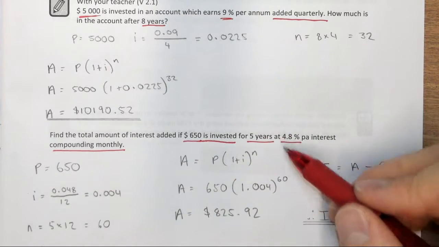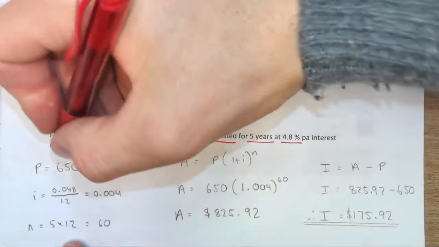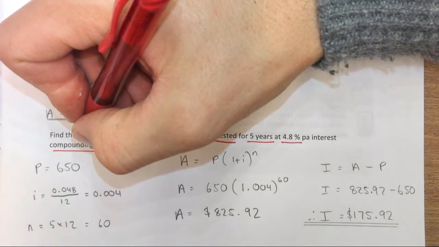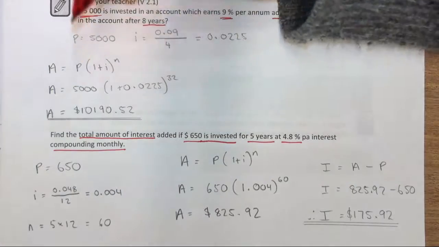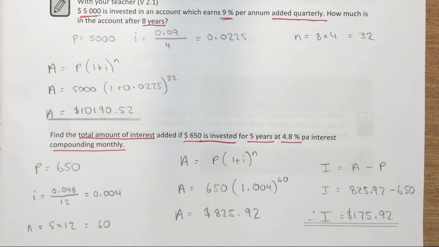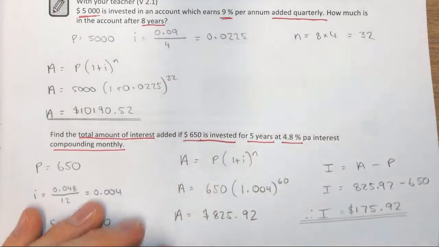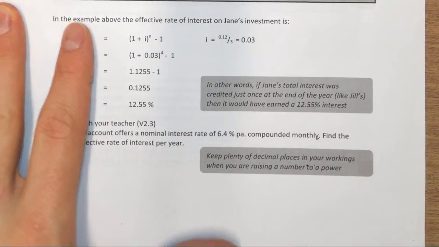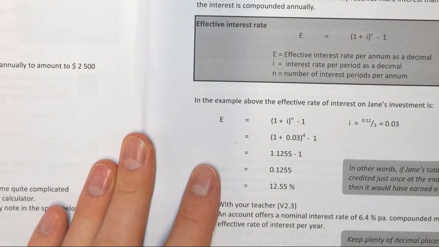Our time is 5 years. Our interest rate is 4.8%, and it's telling us it's compounding monthly. So really important. And again, probably we could underline this bit as well, because that tells us what we're looking for, the total amount of interest. And that is about it. We're going to continue. Actually, no, we might stop there.